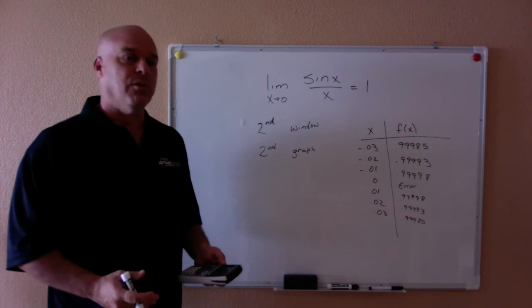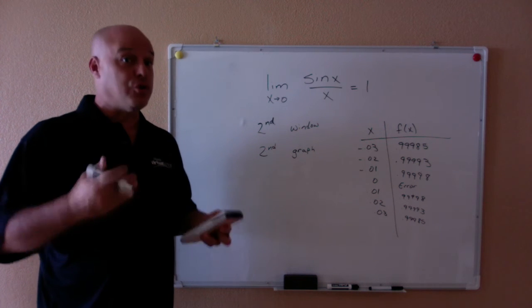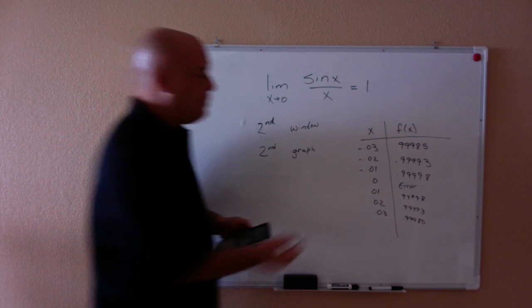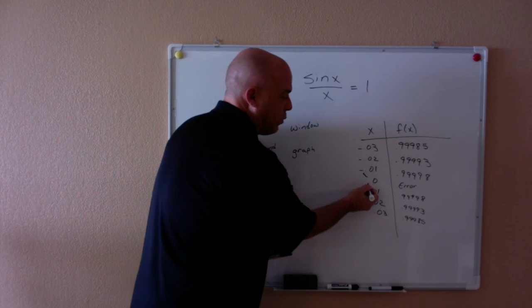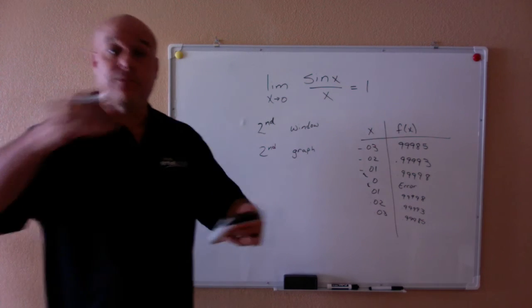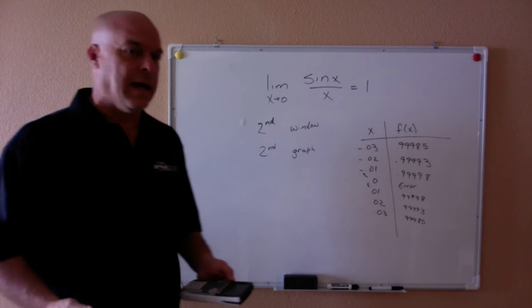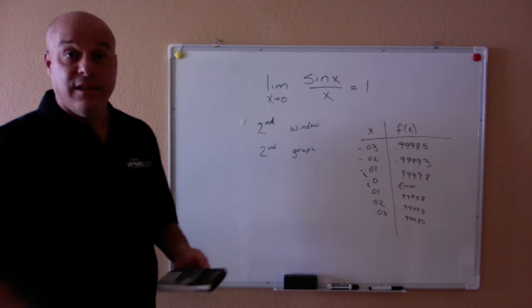This is the problem really with the tabular method, though. We can't actually say for sure that that's what the value of this limit is because I have no idea what's happening between negative 0.01 and 0 and positive 0.01 and 0. I don't know what's happening here. Maybe the function went crazy in there. So I'm really kind of guessing that it's not doing that. Hopefully it's not, and my guess is going to be accurate. In this case it is.